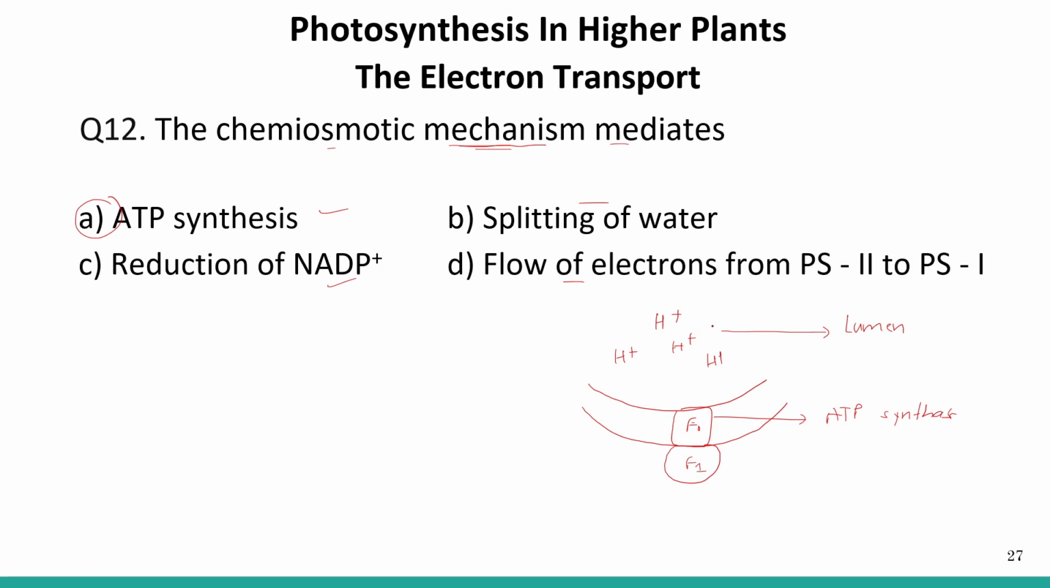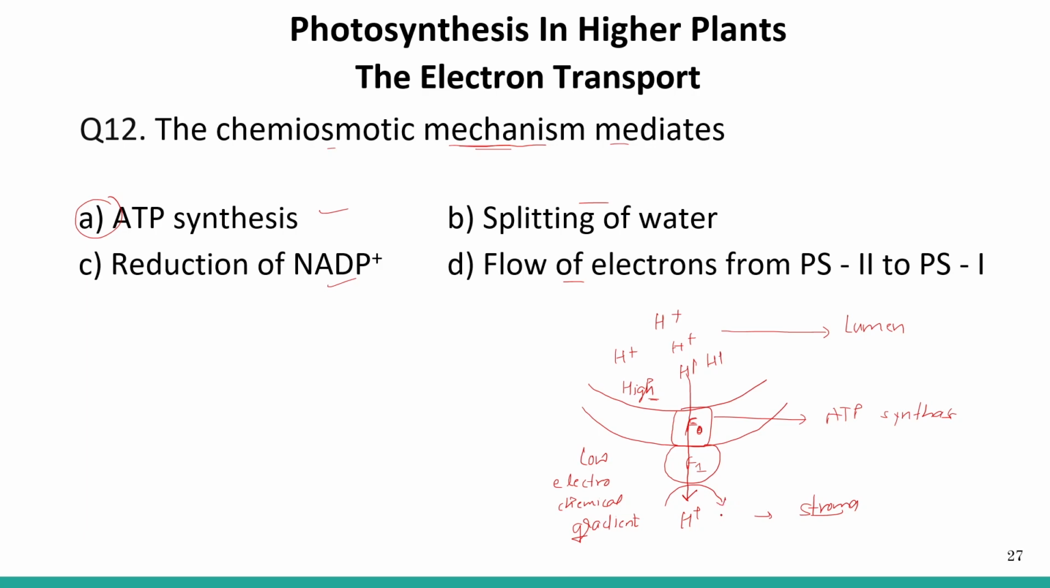Now what happens? There is a high electrochemical gradient here, and a low electrochemical gradient here. Due to this, the protons flow back into the stroma, or there is a breakdown of the proton gradient. Protons from the lumen re-enter the stroma, and when they enter back through F0, which is the transmembrane channel, there is synthesis of ATP.